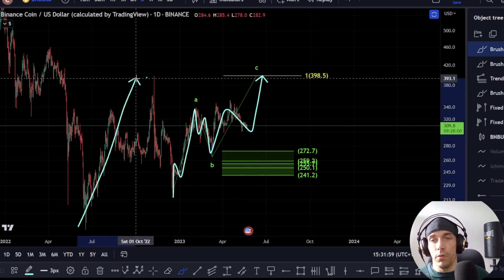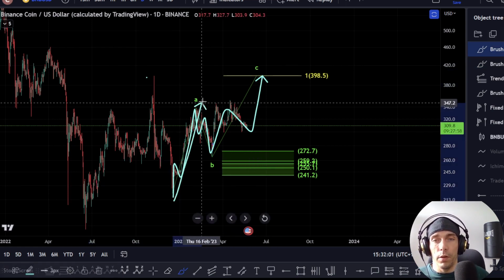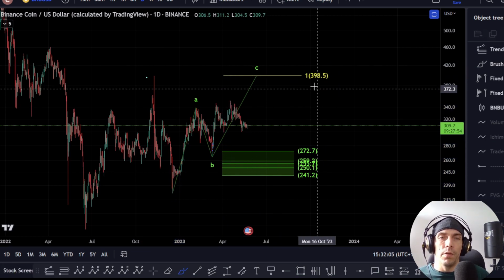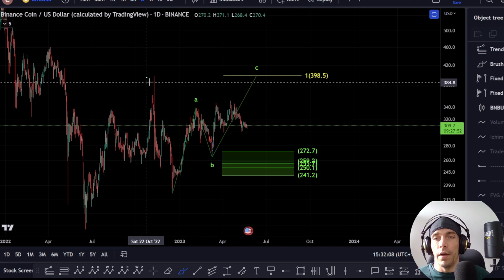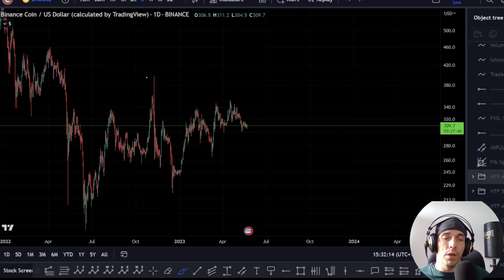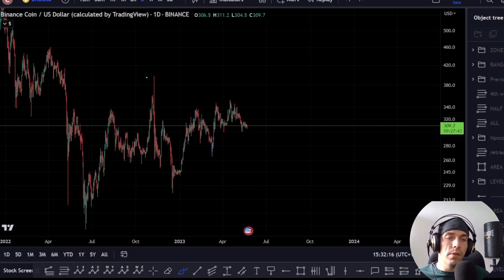So if this is a W, an X, and a Y, it is possible that we could see something like this as a double zigzag, possibly bringing us up into the zone of this 398.5. So this would be an interesting zone because we would test this swing high here and possibly swing fail it. As well as that, I do have some levels that I am keeping an eye on in this zone.